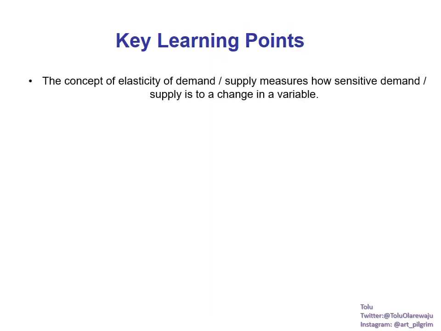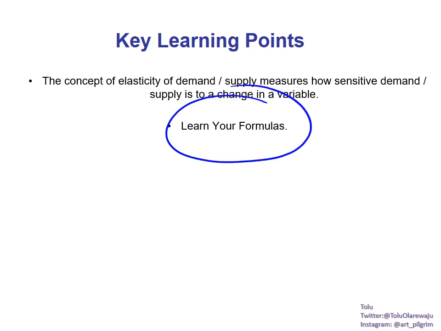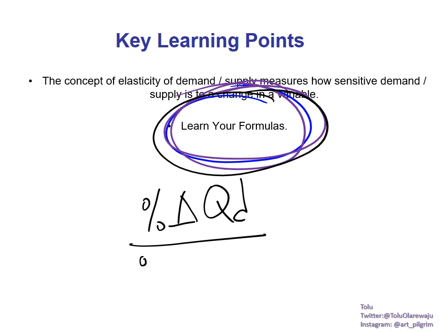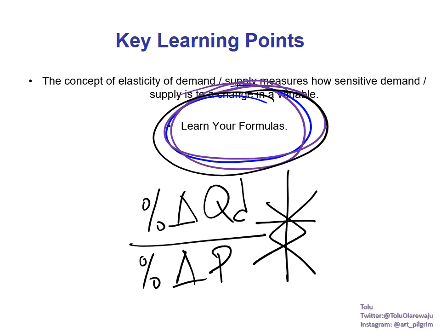Okay, key learning points. The concept of elasticity of demand and supply measures how sensitive demand or supply is to a change in a variable. It could be price, it could be income, it could be the price of another variable. And please, please, please, I cannot highlight this enough. Learn these formulas and get familiar with them. Percentage change in quantity demanded divided by percentage change in price. Do this. This is your elasticity formula. Get familiar with this and you will be fine.